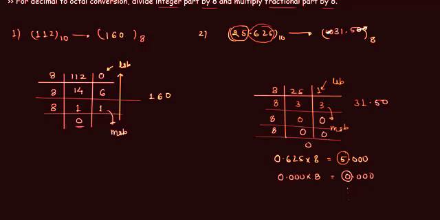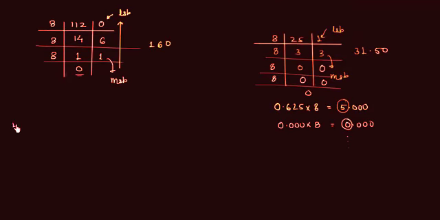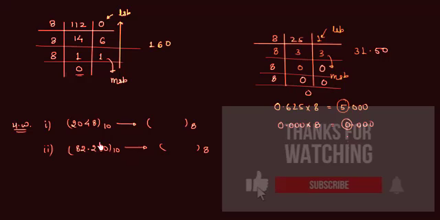Now I have two homework problems for you. In the first homework problem, the decimal number is 2048. This is in decimal, and you have to find the octal equivalent for 2048. In the second problem, the decimal number is 82.250. This is in decimal, and you have to find the octal equivalent of this number. So these are the two problems for homework.